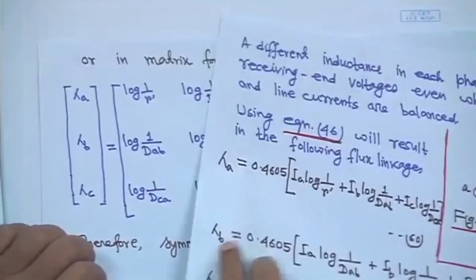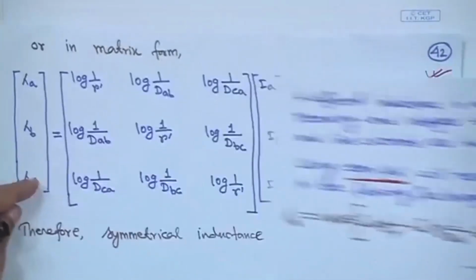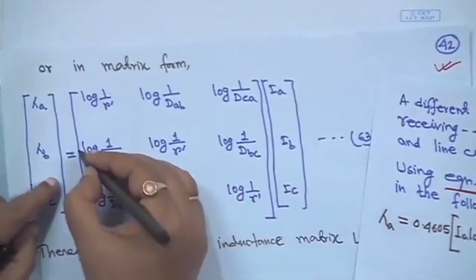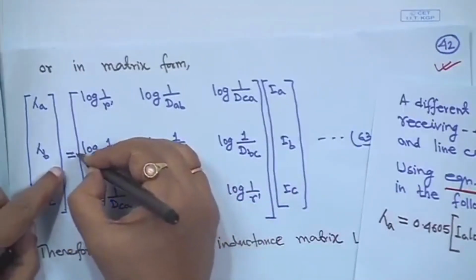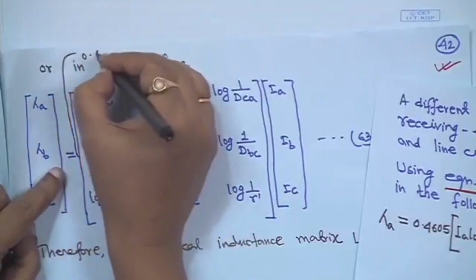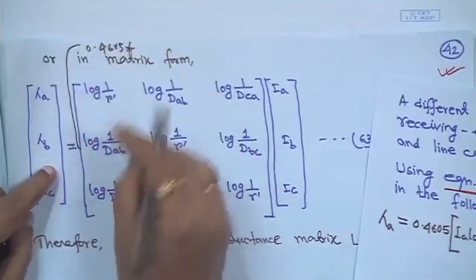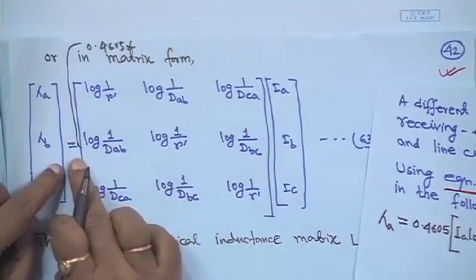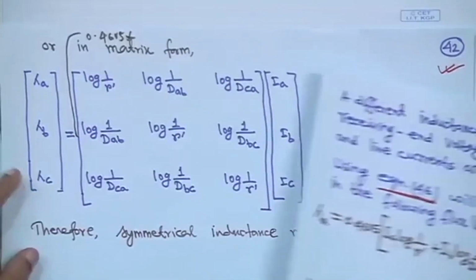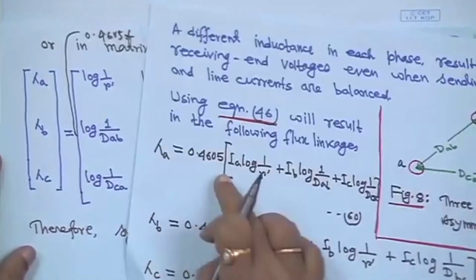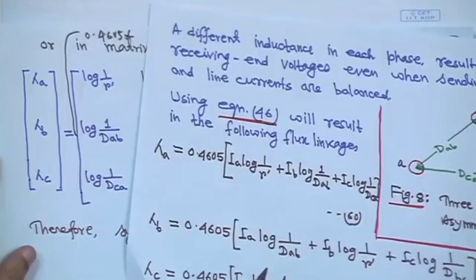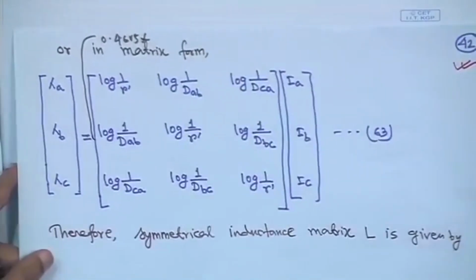So, L is equal to, hold on one thing, here in lambda A, lambda B, I have missed one thing: 0.4605. It should be multiplied by 0.4605. I have missed it actually. Because here it is 0.4605, 0.4605, 0.4605, so I have missed it.